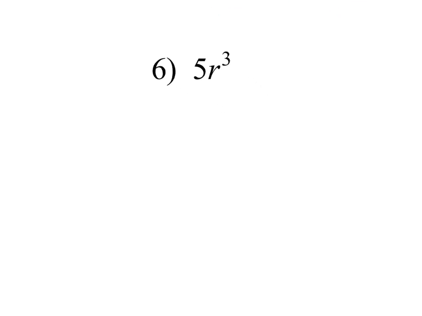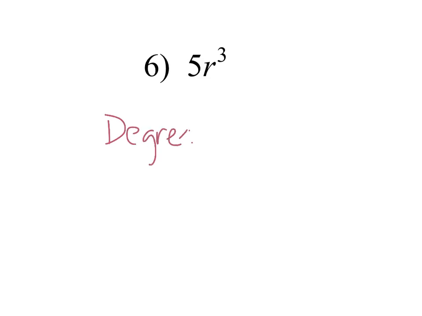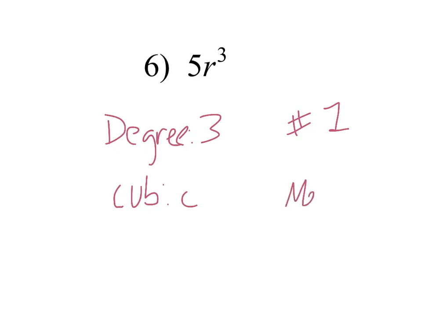Okay, number 6. It's already in standard form, so we just need the degree, which is 3. What do we call something with the degree of 3? Cubic. And how many terms do we have? 1. So we have 1 term, and what do we call something with 1 term? Monomial.